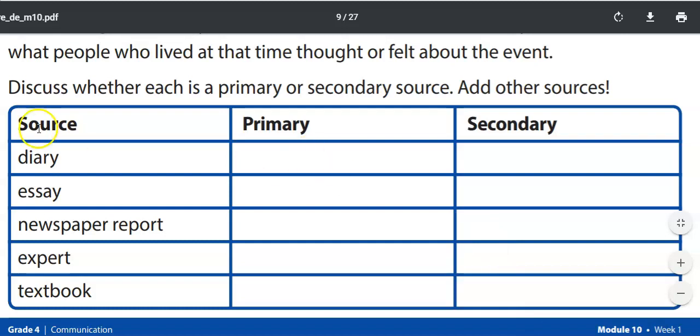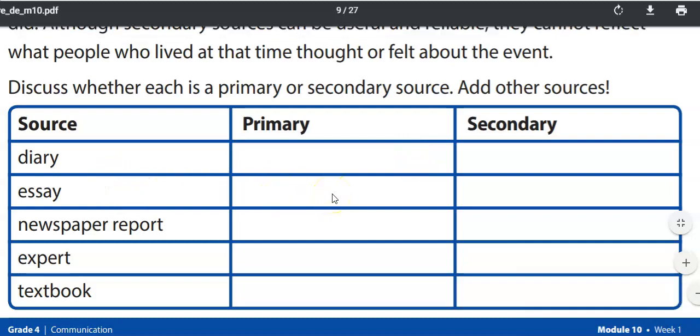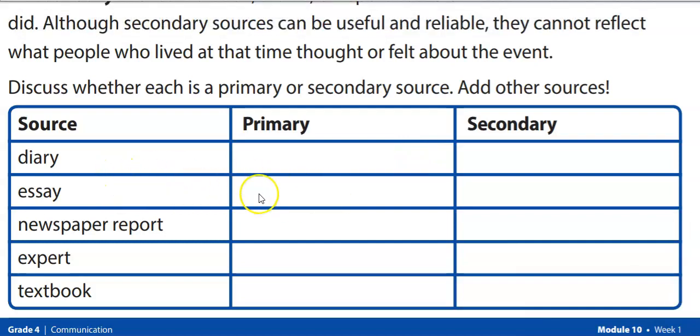All right. So a diary, well, diaries are usually written by a person, right? So that would be a primary source. If you're writing a diary, you're writing about yourself. An essay can be either, couldn't it, kiddos? Because you could be writing an essay about yourself, or you can be writing an essay about someone else. A newspaper report, unless the person is writing the article themselves, it would be a secondary, right? Because they would be writing about something.